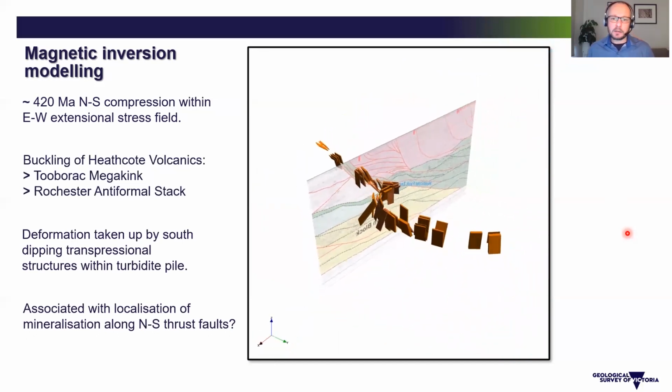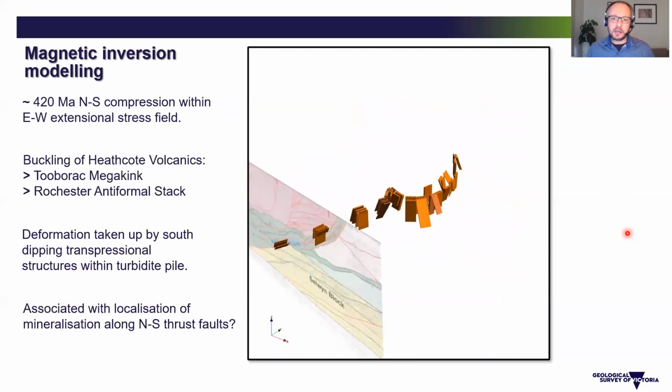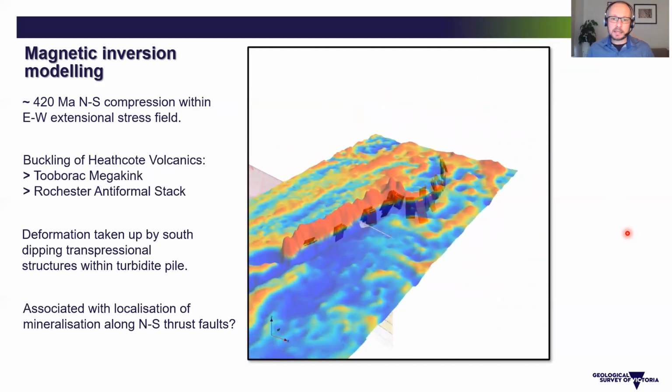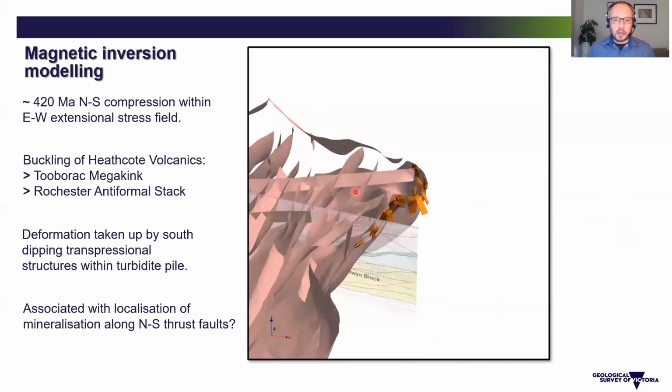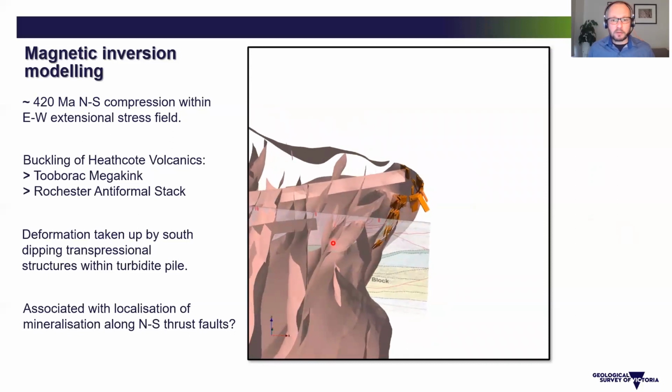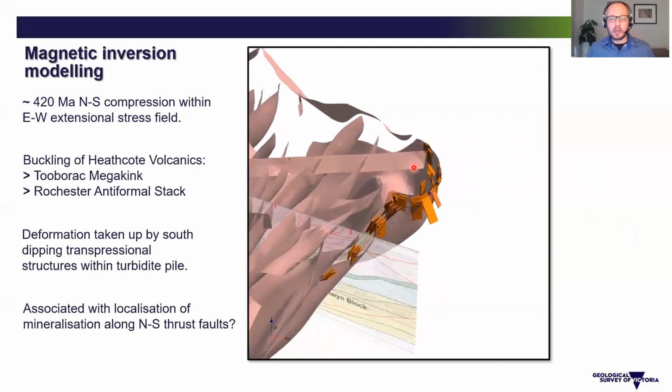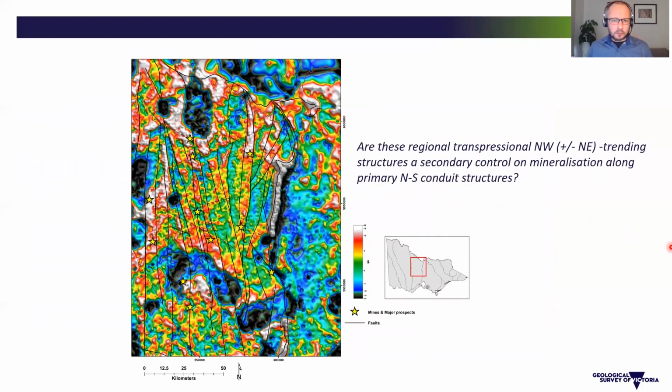So having a look again at the modeling, you can see the overturned beds where the antiformal stack sits. This is gravity overlaid on the top now. We can see some of these north-south faults showing up in the gravity, and we've modeled that in our 3D Victoria modeling project that you can see here, again matching up quite well with the latest modeling of the magnetic bodies as well. So here are the two structures that I showed earlier. You can see the mines and prospects as the stars there.